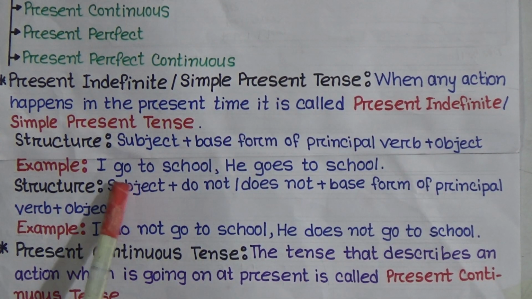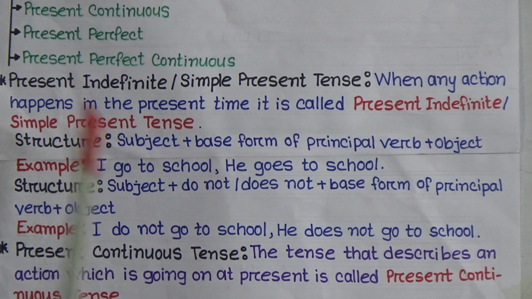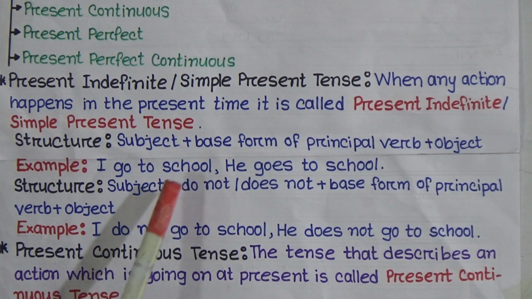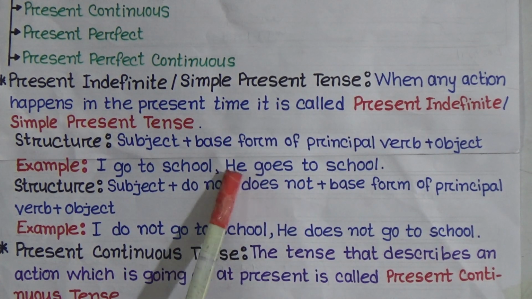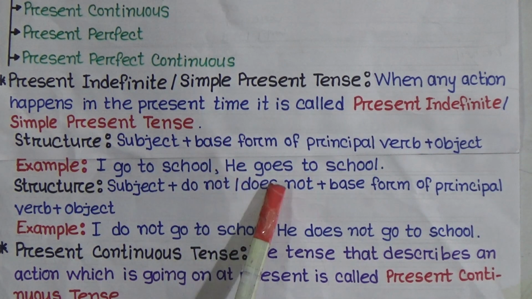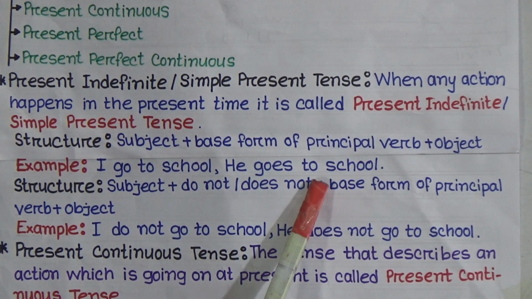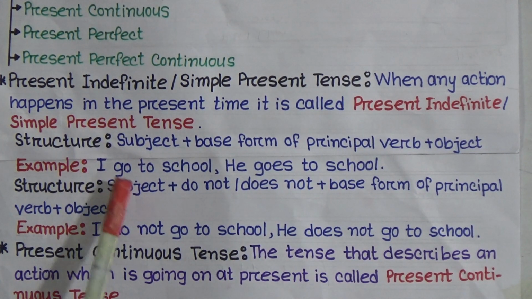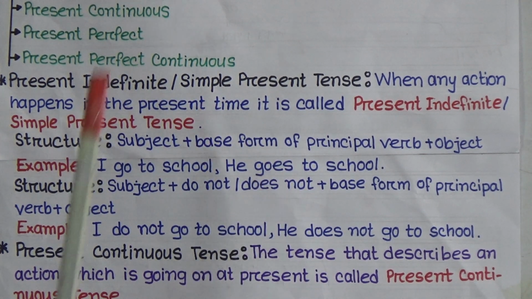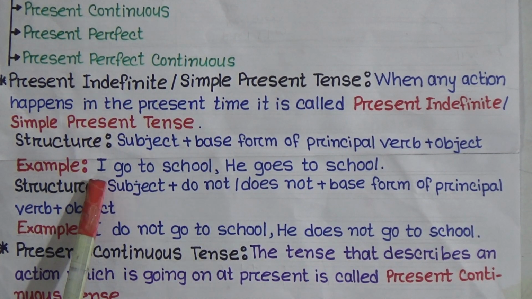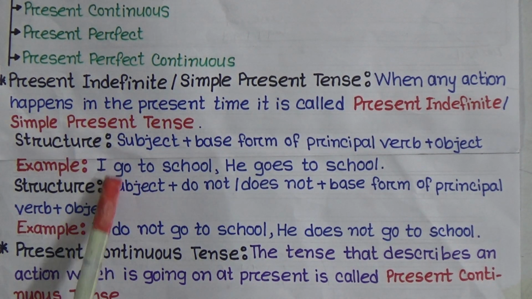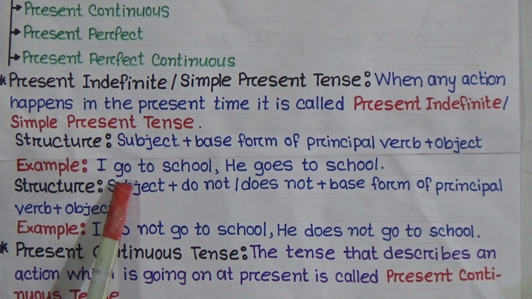Look at the example. I go to school. Students, here I is subject, go is verb, to school is object. And another example, he goes to school. Here he is subject, goes is verb, and to school is object. So look, in the first example we have written go, and in the second example we have written goes. Because the subject I is first person, and with first person we have to use the base form of the principal verb. Go is the base form, and that's why we have written go here.